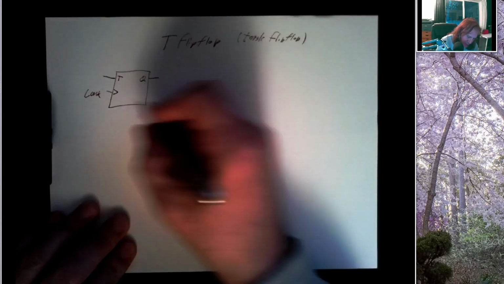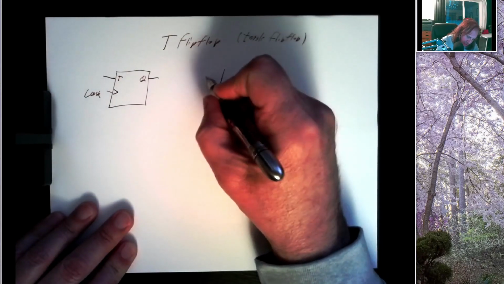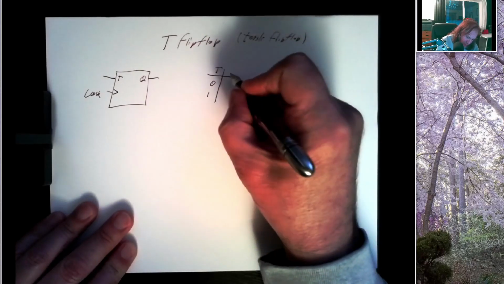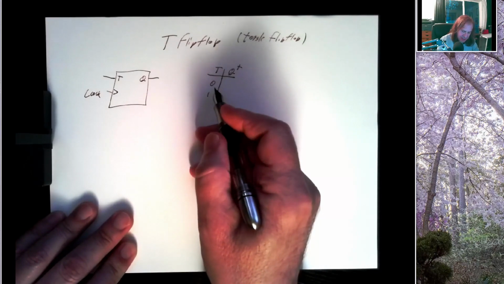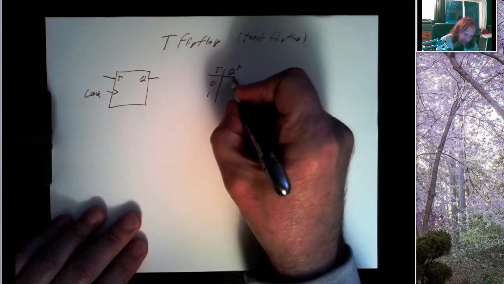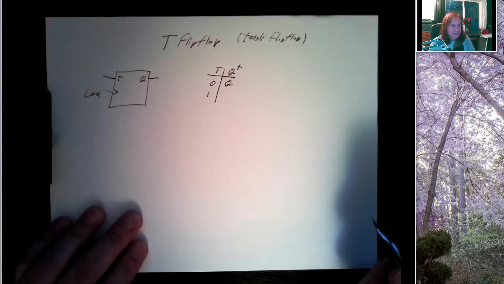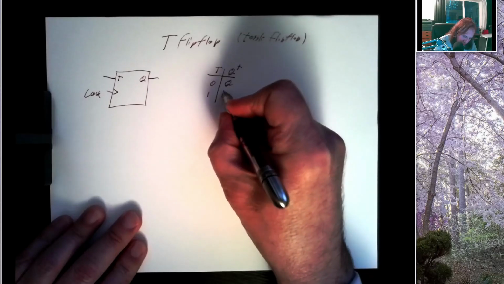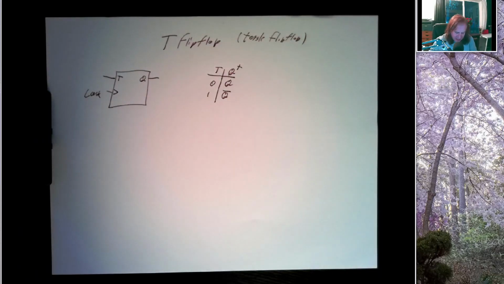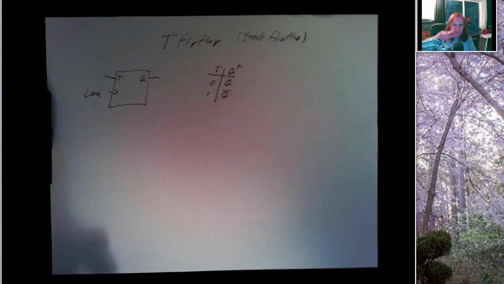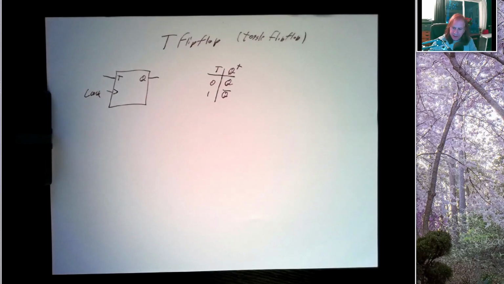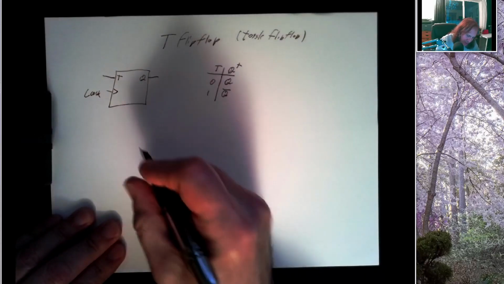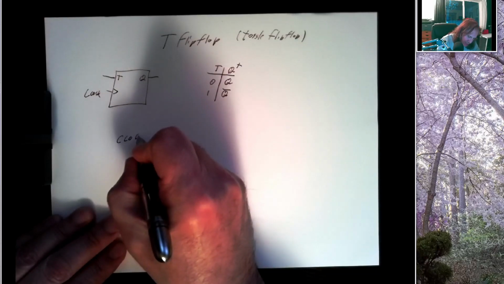And here's what the table looks like for a T flip-flop. If T is 0, then when the clock ticks, the new value of Q is the same as what the previous value was. If T is 1 when the clock ticks, the new value of Q is the complement of the previous value of Q. So in other words, if we set T to 1, then when the clock ticks, the output flips. If it was currently a 0, it'll go to a 1. If it was a 1, it'll go to a 0. So a timing diagram looks something like this. Let me put the clock on top.